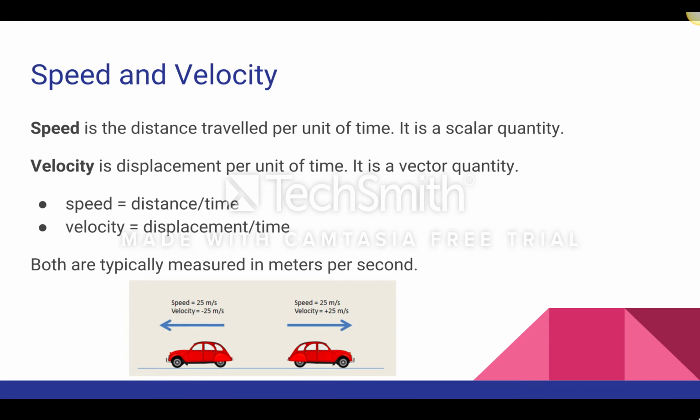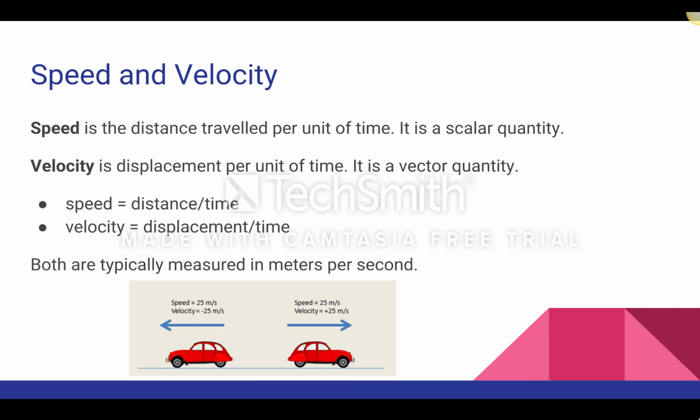Hello, my name is Victoria Lyons, and I will be talking about speed, velocity, and acceleration. Speed and velocity are two very similar quantities that can easily be confused with each other. The difference is that speed is a scalar quantity, while velocity is a vector quantity. This is because speed measures distance per unit of time, while velocity measures displacement per unit of time. Meters per second is the most used unit to measure speed and velocity, but kilometers per hour is also very common.